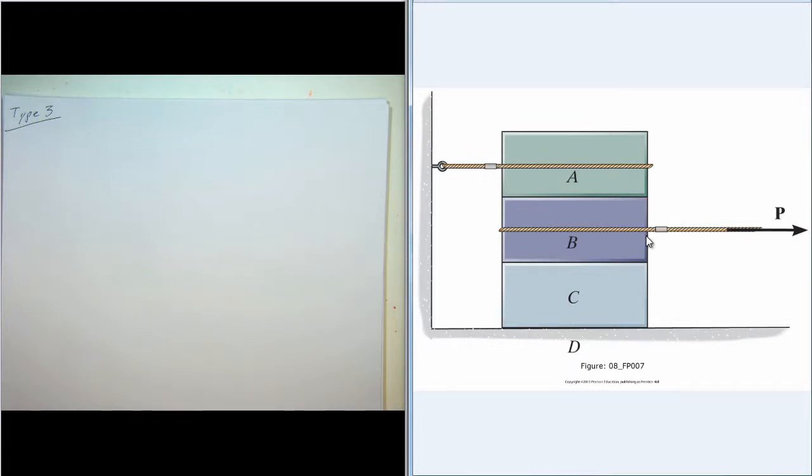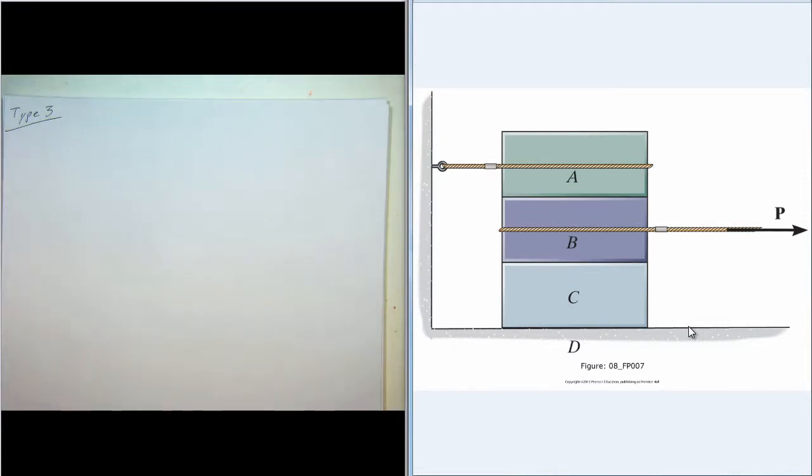And we want to find the smallest force P that will cause horizontal motion. And so there are 2 cases that we could have. One case is where B and C stay stuck together and they both start moving. And the other case is where C remains stationary and B just slides out from in between A and C. So we'll work both of those.